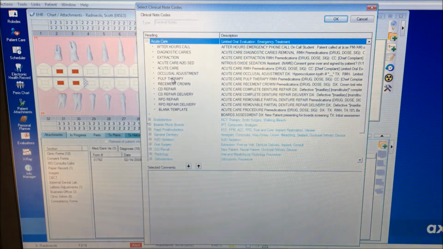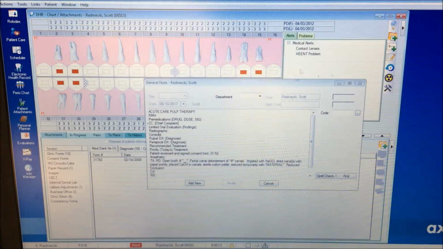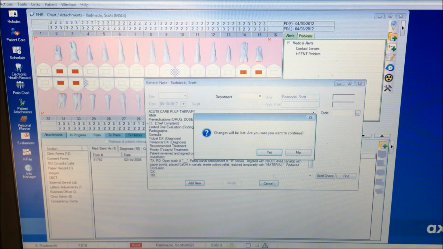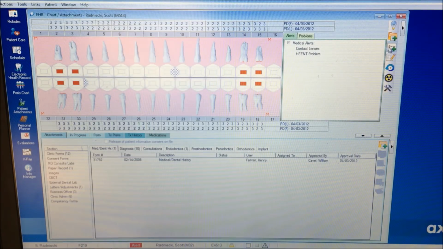With pulpal debridement, there is a little bit more information. We talk about using a rubber dam, open tooth number, debridement of number of canals, similar to the note that we had previously. This is what we are changing.